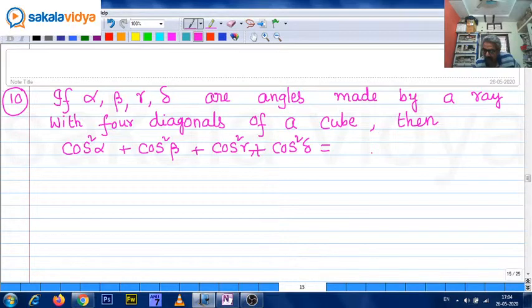Right. 4 by 3, absolutely correct. 4 by 3, not 1. Yes, 4 by 3.